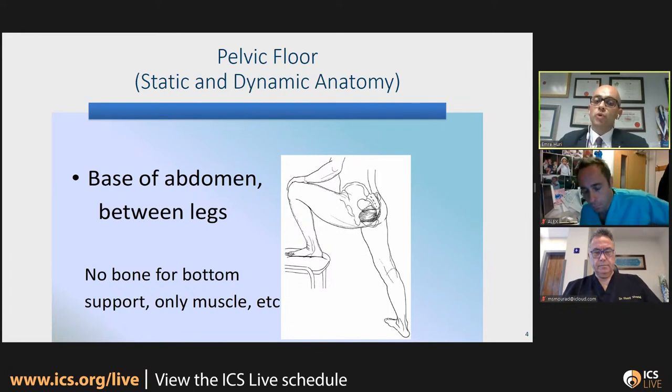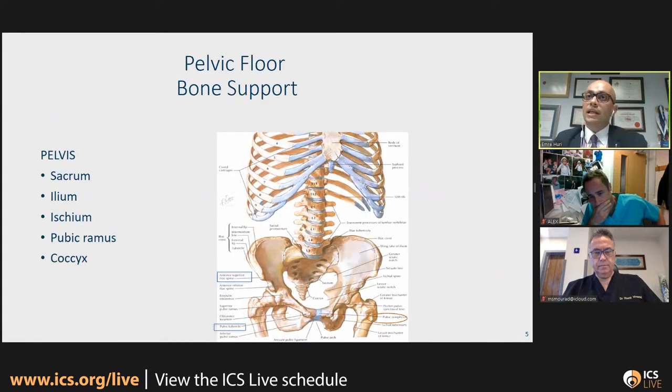Pelvic floor has two anatomical features. The first one is static, and the second one, the dynamic anatomy. So just take a look in female gender. There is only the muscle layer, especially at the bottom of the pelvic floor and the base of the abdomen. And it's surrounded by the bone support, including the sacrum and the ilium, ischium, pubic ramus, and the coccyx.